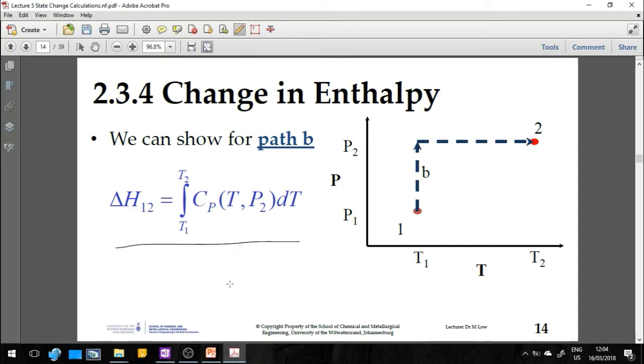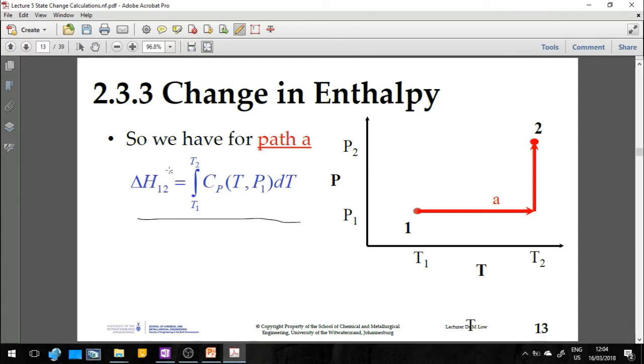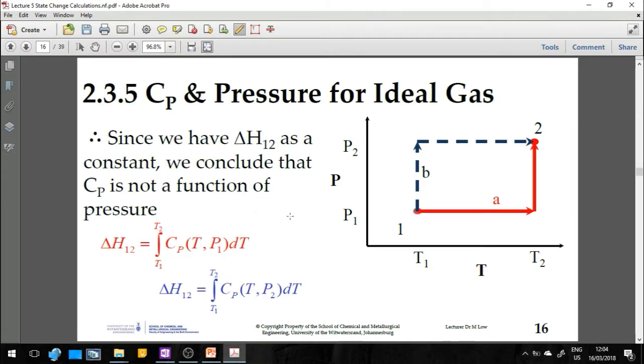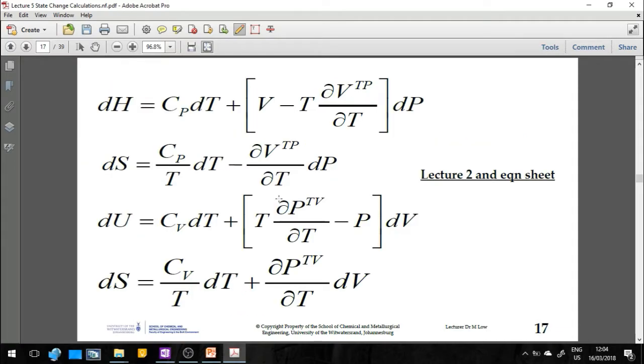And what that's highlighting to you is to show that Cp is not a function of pressure, because why? Your delta H's are state functions, they will always be the same. That means that your Cp are also the same in this case, and it doesn't matter if you evaluate at pressure 1 or at pressure 2, you'll get to the same dH.